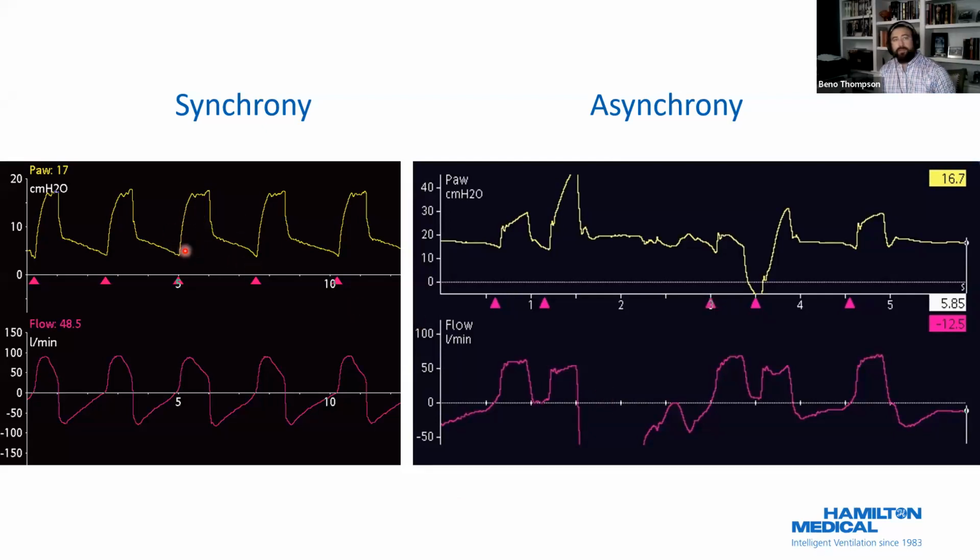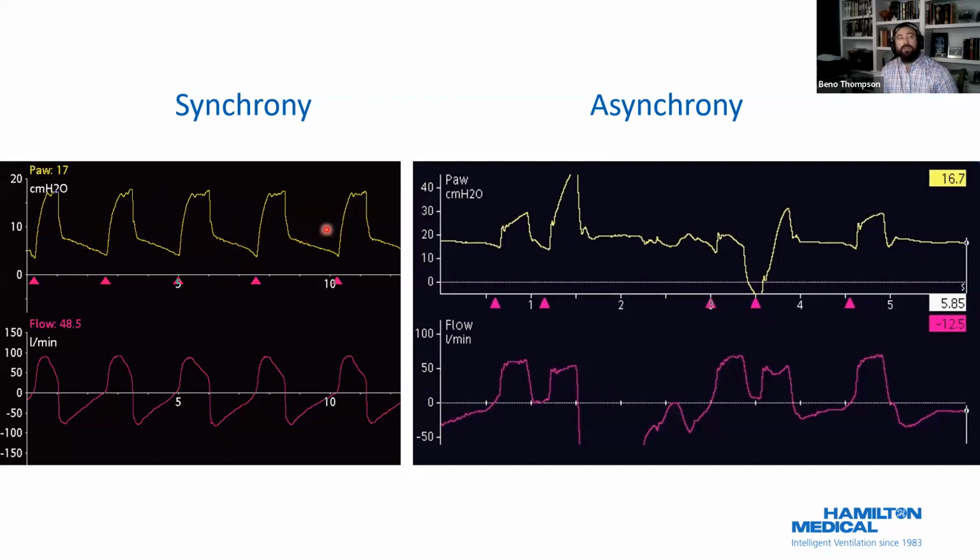Now, if you look over here on the left, this is a synchronous patient. They're able to trigger the vent when they want a breath. They're able to cycle in an exhalation when they are finished with their breath. And they're giving the adequate amount of support. And if you notice, all of these waveforms are pretty uniform looking.